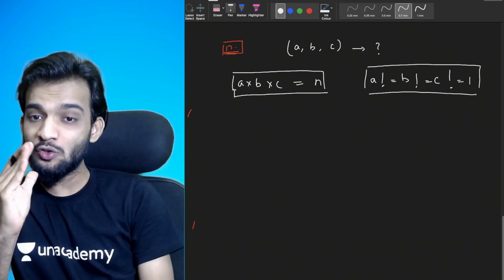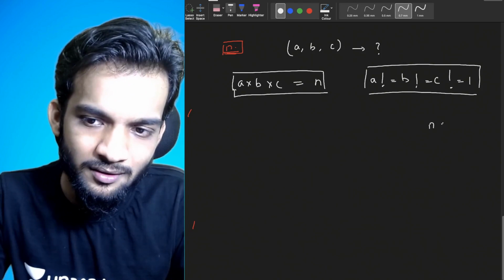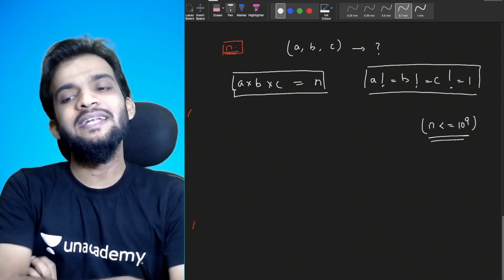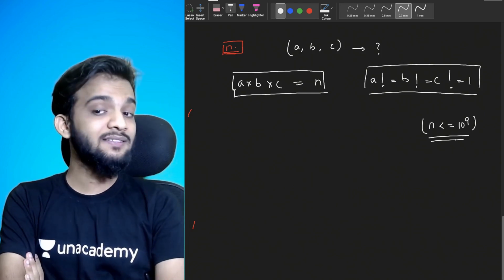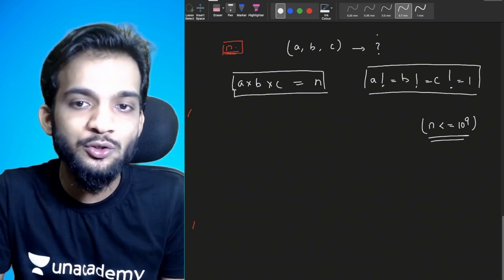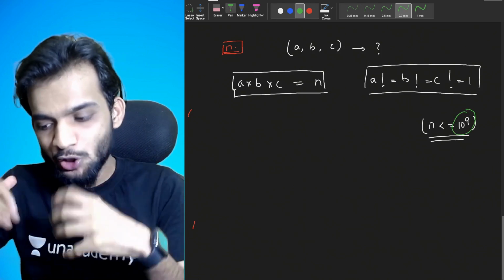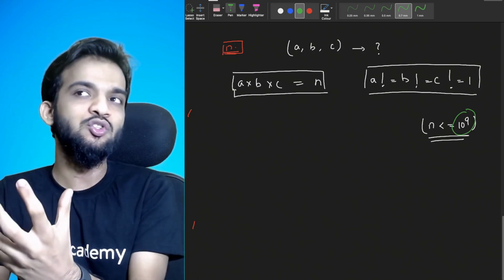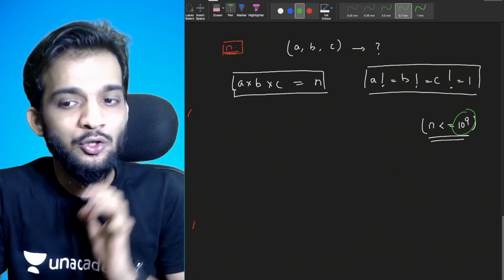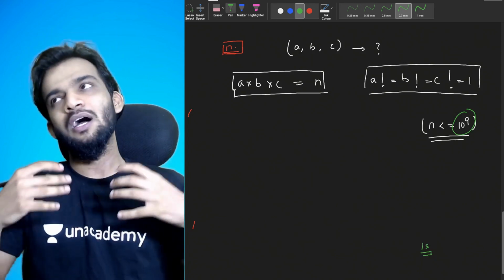So I need to figure out 3 numbers, and the constraints of the question stated that n is lesser than 10 to the power 9. That is what the constraint states. So generally when you see such kind of constraints and you see values as n is 10 to the power 9, you get an intuition that this is something which uses square root complexity.